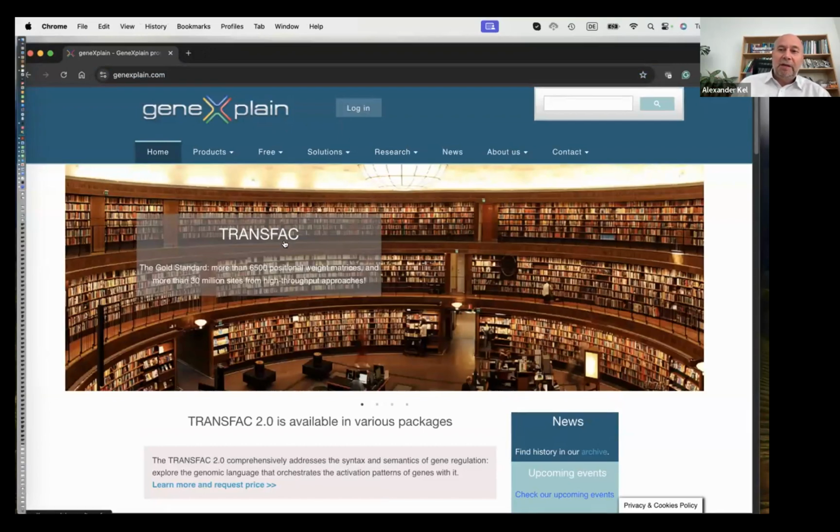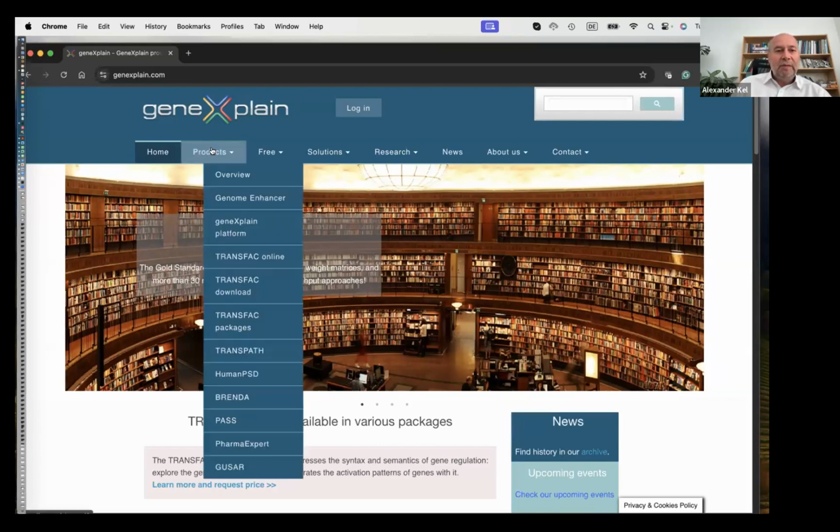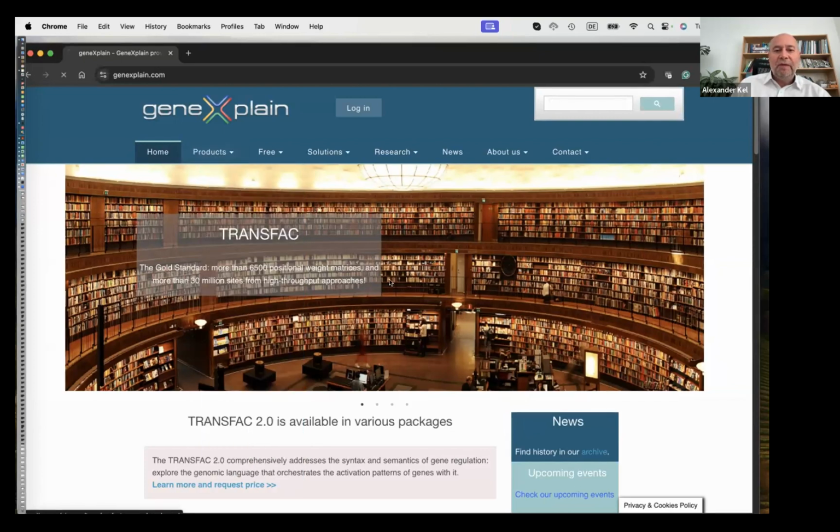So actually we are talking about TRANSFAC, and TRANSFAC is our gold standard of gene regulation, as we call it, and it's quite old, I would say, but we are maintaining it for a long time. It's more than 35 years now since it was created, and now it's one of the biggest databases related to gene regulation. And if you read about TRANSFAC, you have TRANSFAC in different packages.